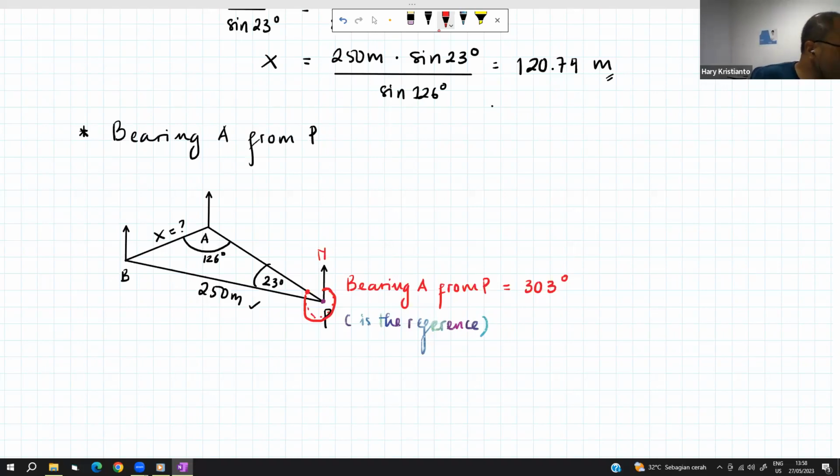Now, the question is to find the bearing B from P. Bearing B from P. And the next question, bearing A from B.